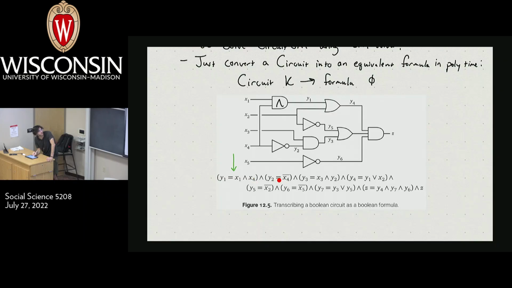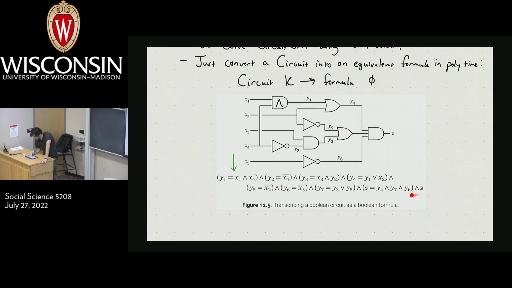And then we just keep doing this. We just define whatever the y's are based on the type of gate that produces it and whatever the two inputs were. So y4 would be y1 OR x2, because those are the two inputs and it's an OR gate. So we can just describe in terms of a logical formula what each of the wire outputs are inside the circuit. And then finally, the output of the circuit is this variable C.